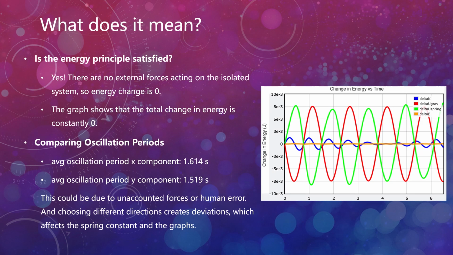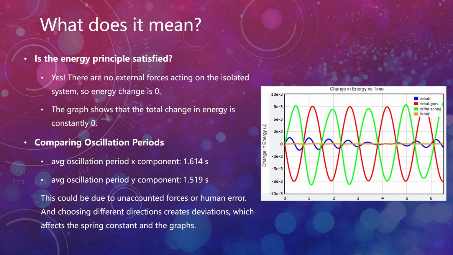And so what does it mean? Is the energy principle satisfied? According to the graph, yes, the energy principle is satisfied. There are no external forces acting on the isolated system, so the energy change is 0, as seen in the graph delta E. The graph shows that the total change in energy is constantly 0, which you can see in the straight orange line.